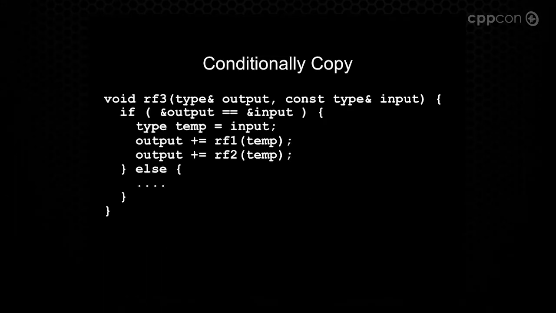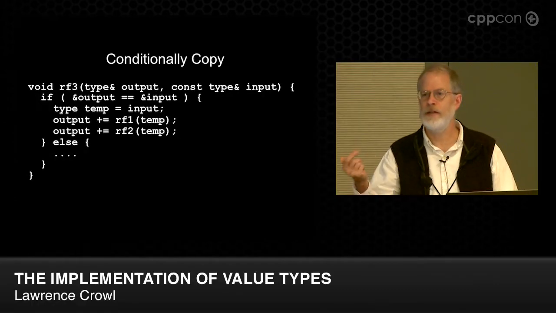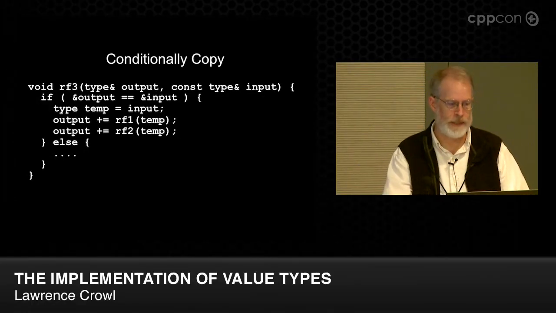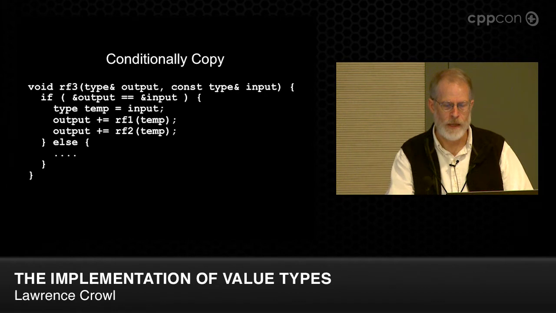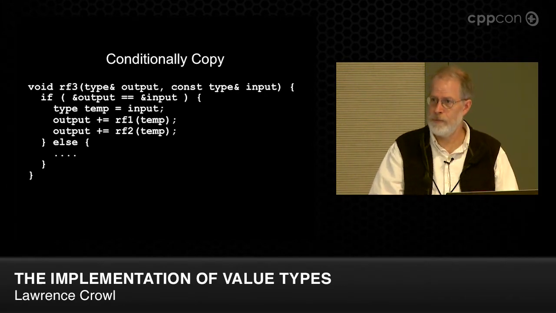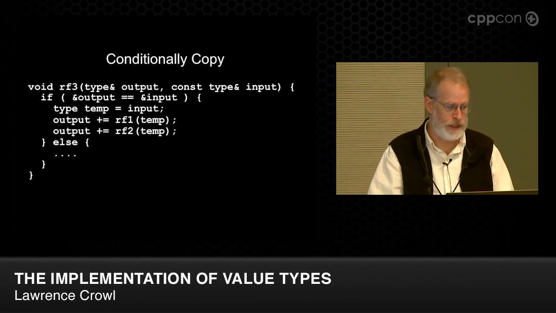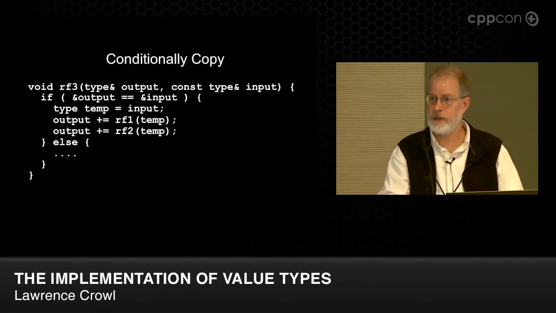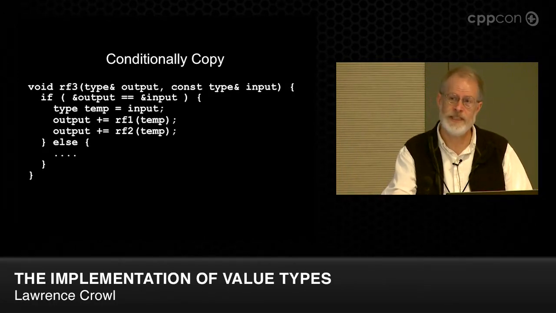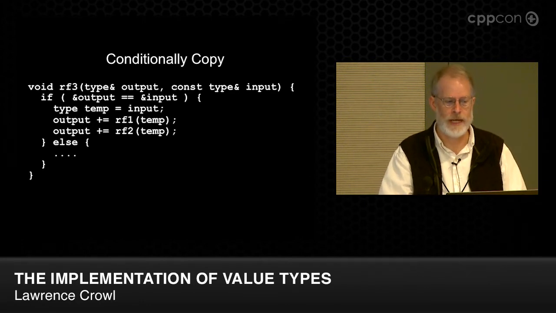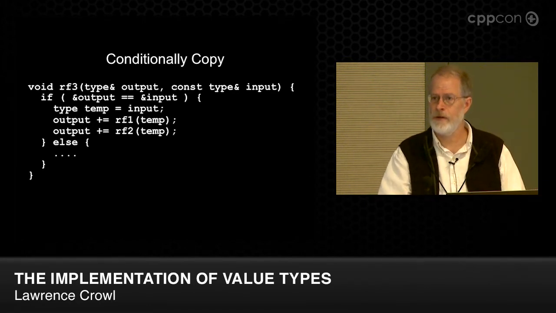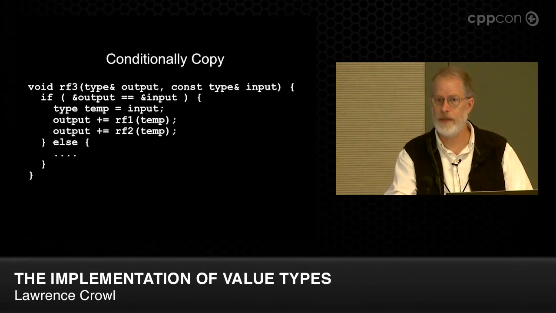The next thing you can do is conditionally copy. Go in, test whether or not you have aliasing. If you have aliasing, then you create that temporary copy and carry on. This looks like a lot of code bloat, an additional comparison in the function. That's true. If the function is inlined, then the compiler can often determine that those two addresses can't be the same and get rid of all the junk, and you're back to the best case.